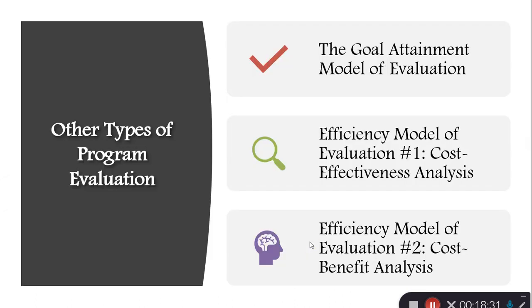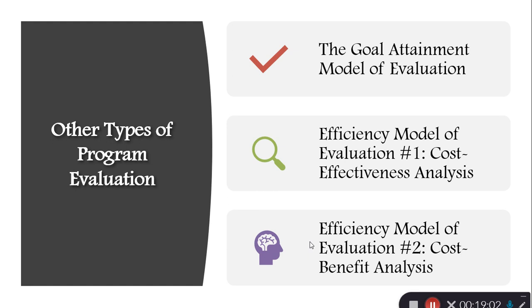And then there are other types of evaluations that are discussed in your text. You don't necessarily need to understand these in detail. I only want you to understand the three that I've just discussed, but I also want you to be aware that there are other types pointed out in your text. One is the goal attainment model of evaluation, which really gets at the extent to which a program is achieving its goals. It's very similar to an outcome evaluation, but it is very specific to goal attainment.